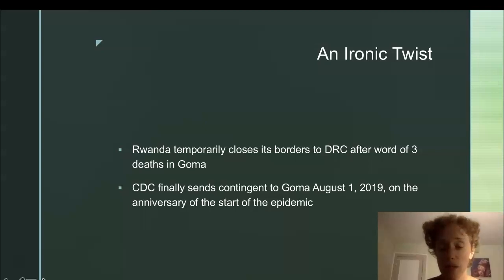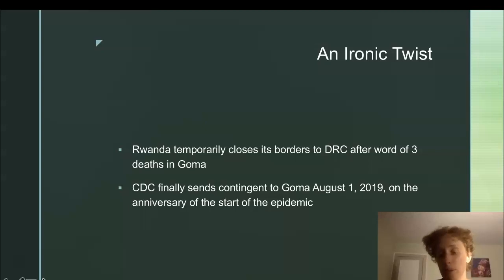So the CDC has finally sent a contingent to Goma. They sent them yesterday, which is the anniversary of the start of the epidemic. It's just 12 people. They're just in Goma. They also have CDC headquarters in Kinshasa, which is the capital of the Democratic Republic of the Congo, but that's not close to the epicenter. Goma is getting a little closer. They don't yet want to send anybody into the endemic areas of Butembo and Beni and that area in Kabwa because of the violence.